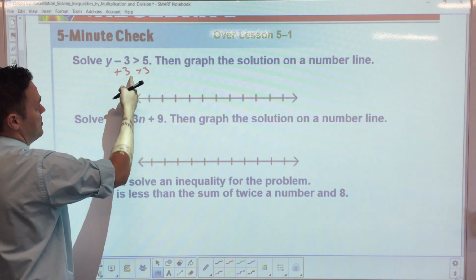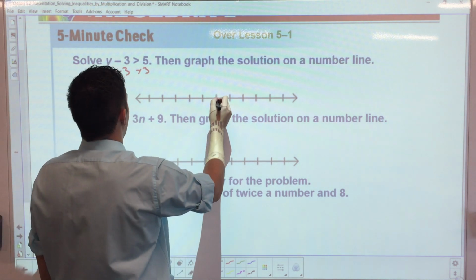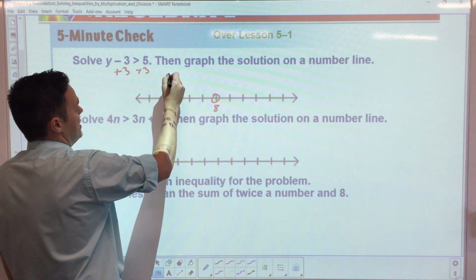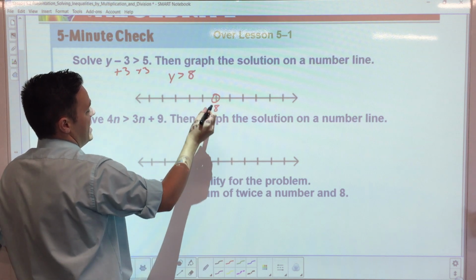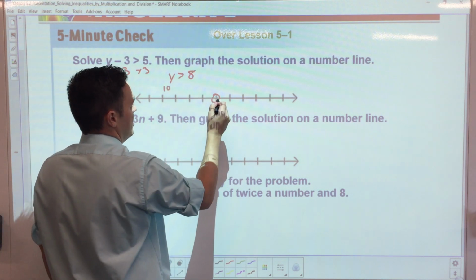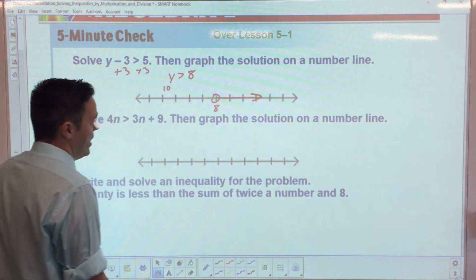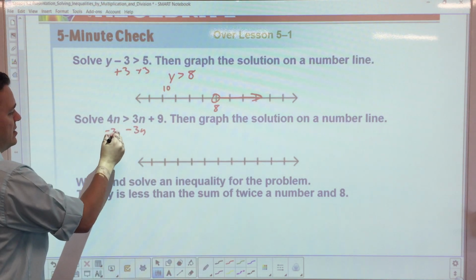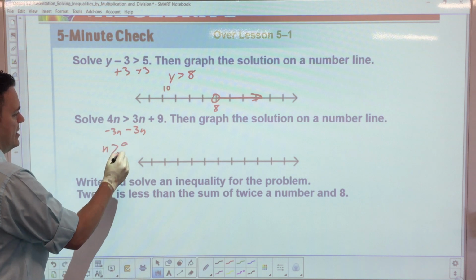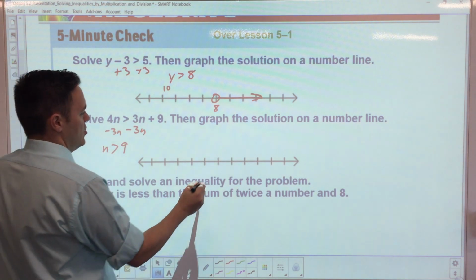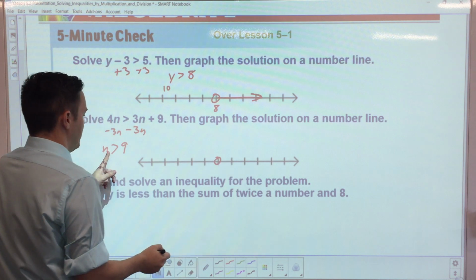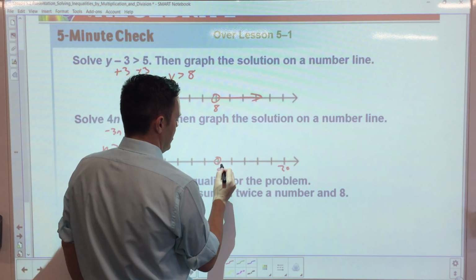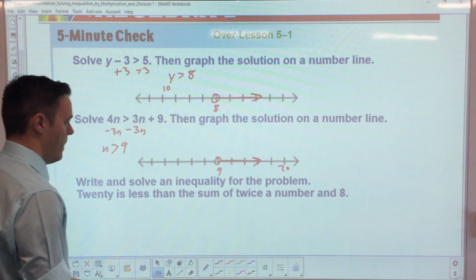All right, add 3 to both sides. So your inequality would be y is greater than 8. I know if I put a number 10 in there, it makes it a true statement, so it's got to go that way. And then this one here, you would subtract 3n from both sides. If you do, you're going to get n is greater than 9, which would be an open circle. And if I put number 20 in here, that'd be a true statement. 20 is over here, so I'm going that way.